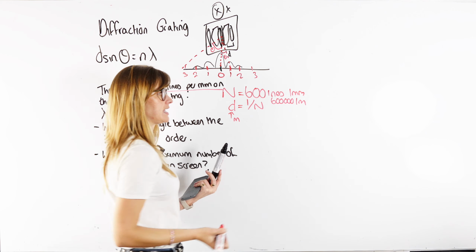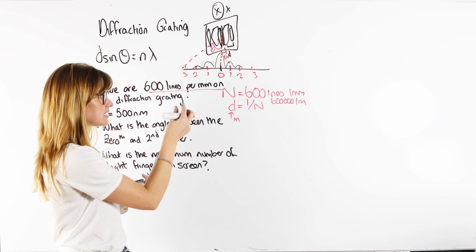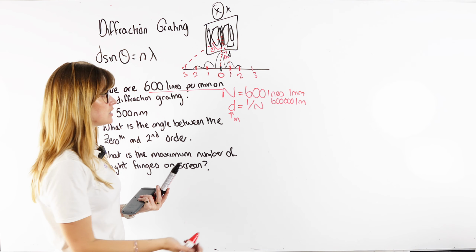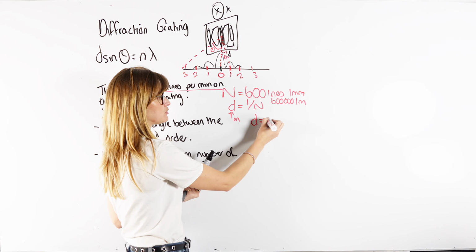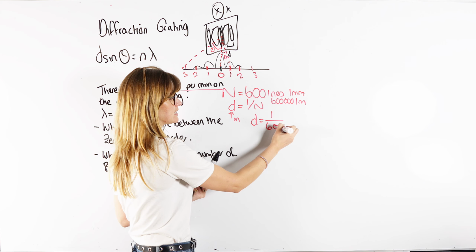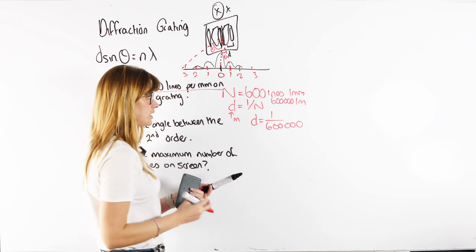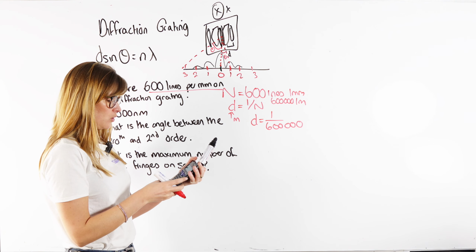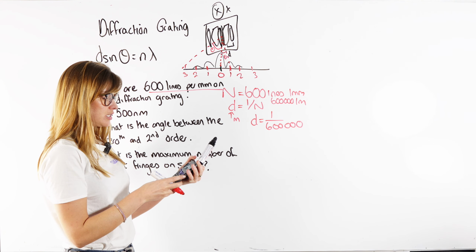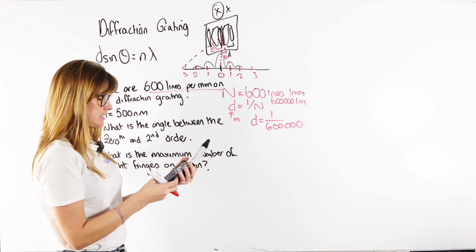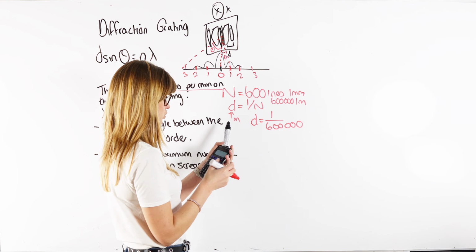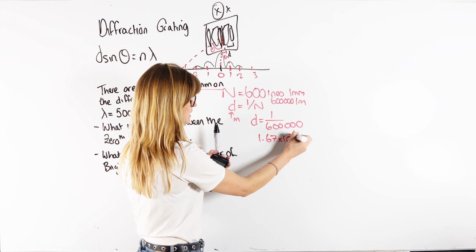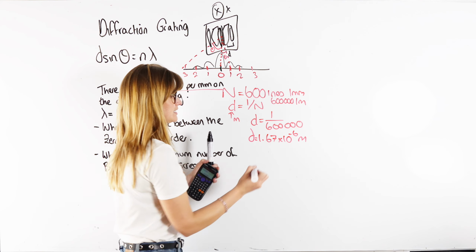There's going to be 600,000 lines in that 1 meter, right? Because if there's 600 in just 1 millimeter, if I have a meter, there's going to be 600,000. So to calculate what d is, the separation between them, we just do 1 over 600,000. And that's going to give us what our d is. So again, 1 divided by 600,000 is equal to 1.67 × 10^-6 meters. So that's our value for d.